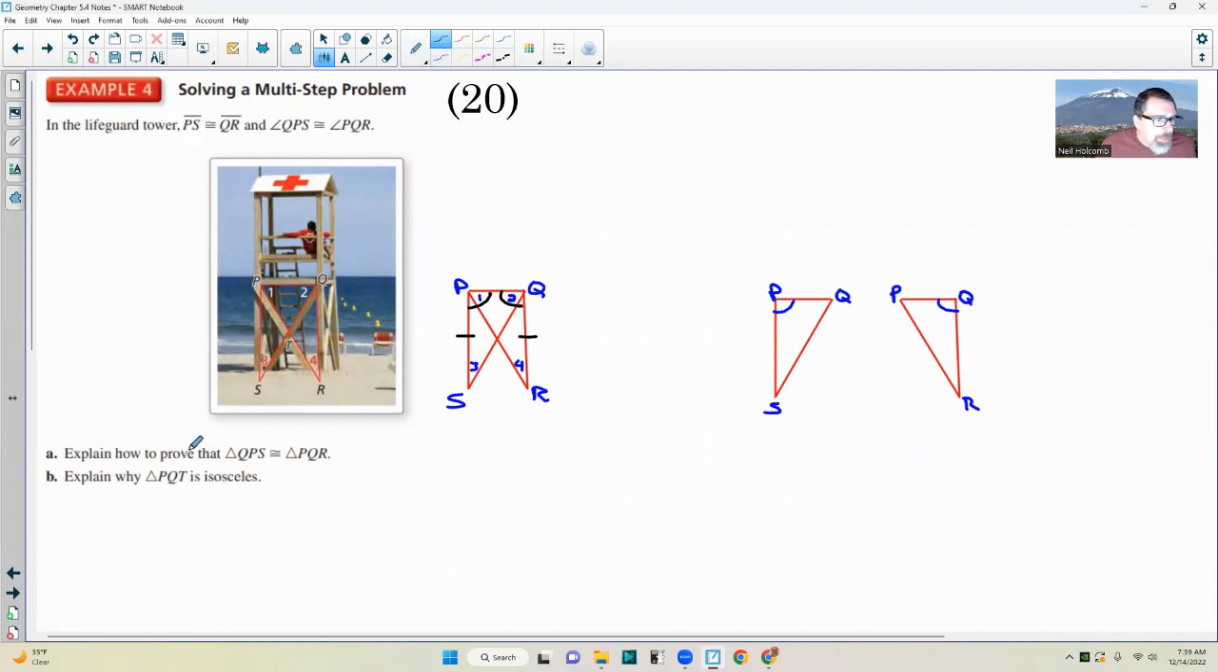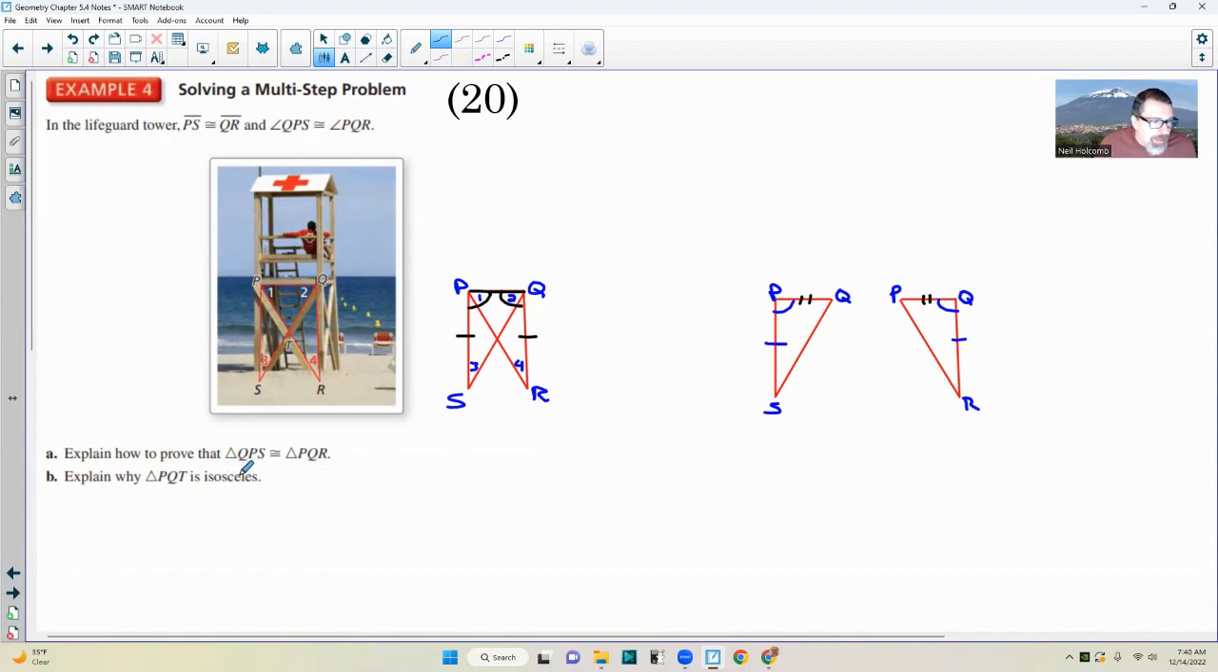Okay, so part A says to explain how to prove that triangle QPS is congruent to triangle PQR. All right, and the first thing you need to do is draw it so they don't overlap, which I've done. And now let's take a look at this. We know PS is congruent to QR. So now I'm going to work over here. PS is congruent to QR. So now I have an angle congruent to an angle and a side congruent to a side. But what we have to identify is PQ right here is in both triangles. It is shared. So we know that PQ is congruent to itself by the reflexive property.